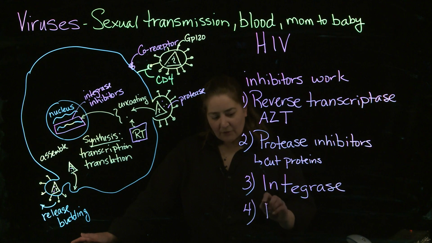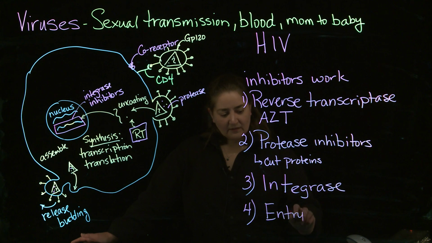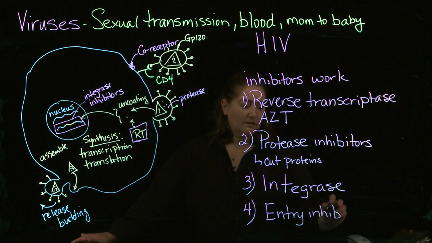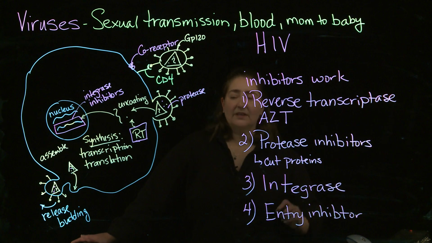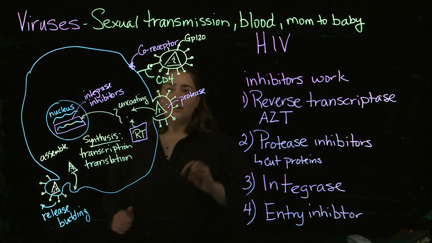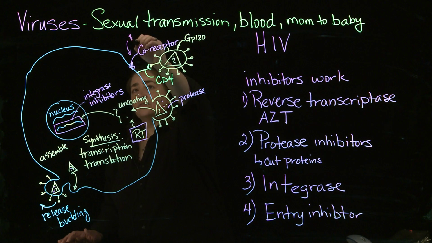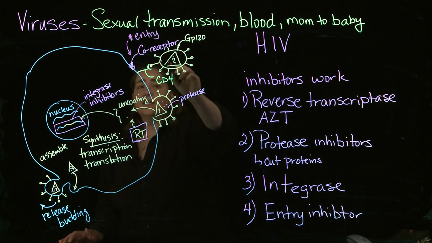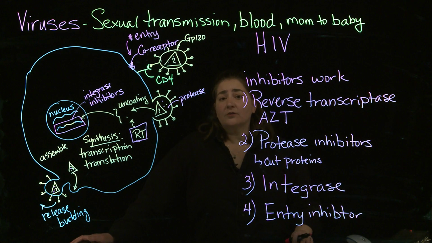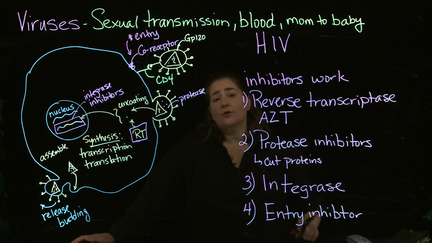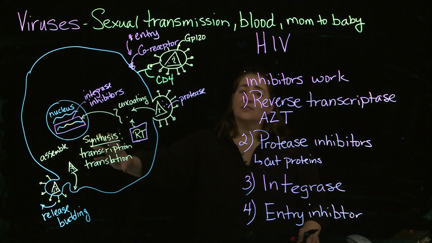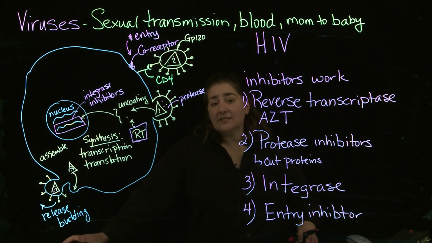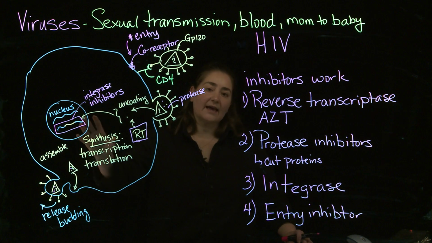The last one I want you to know are going to be entry inhibitors, okay? So if we target this step here, if that viral particle can't bind to the CD4 or the co-receptor, it can't enter the cell. If that HIV virus cannot enter the cell, it can't replicate, because it can't replicate unless it has all of that transcription translation machinery from the eukaryotic cell, okay?